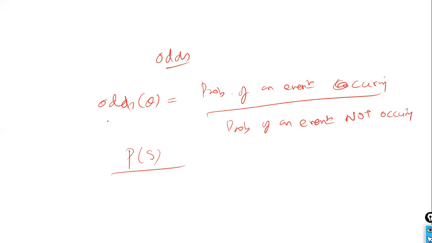So odds, what is odds? Probability of an event occurring divided by probability of an event not occurring. So the probability of the event I put in the numerator, the probability of success. The denominator now, what will come in this? This is a basic thing in statistics.